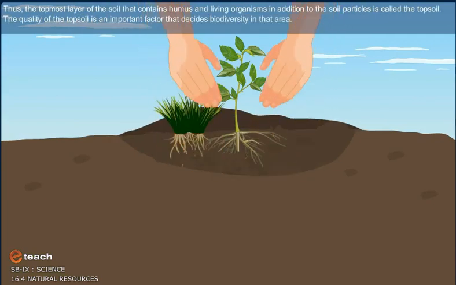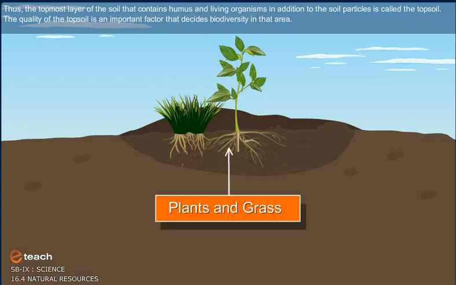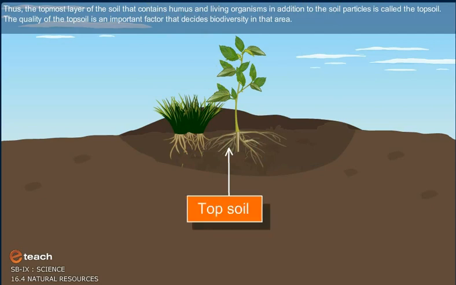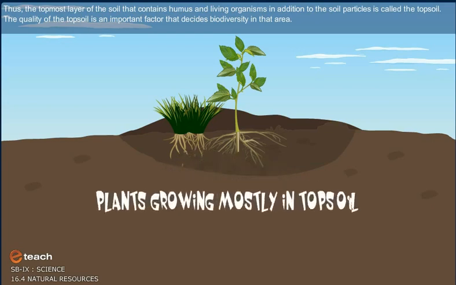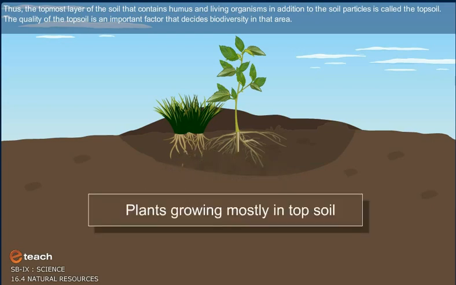Thus, the topmost layer of the soil that contains humus and living organisms in addition to the soil particles is called the topsoil. The quality of the topsoil is an important factor that decides biodiversity in that area.